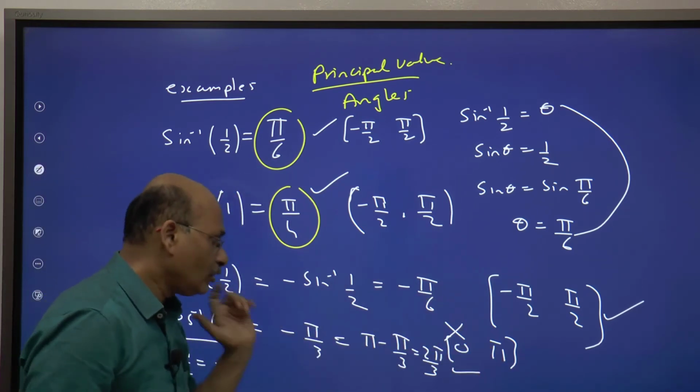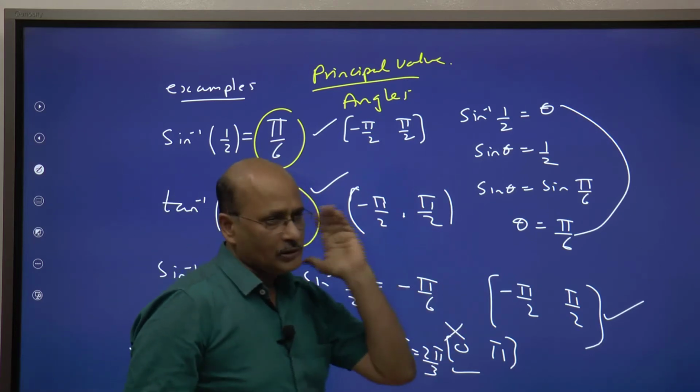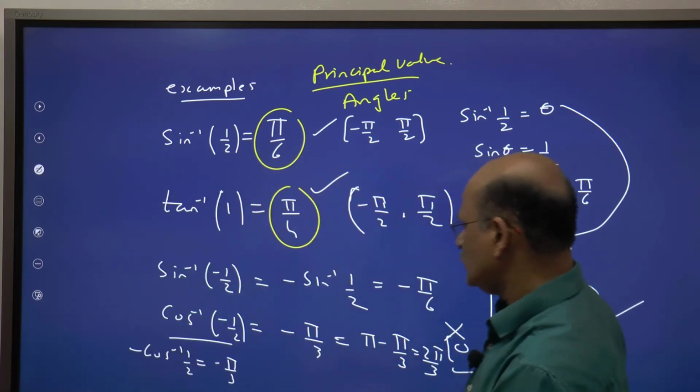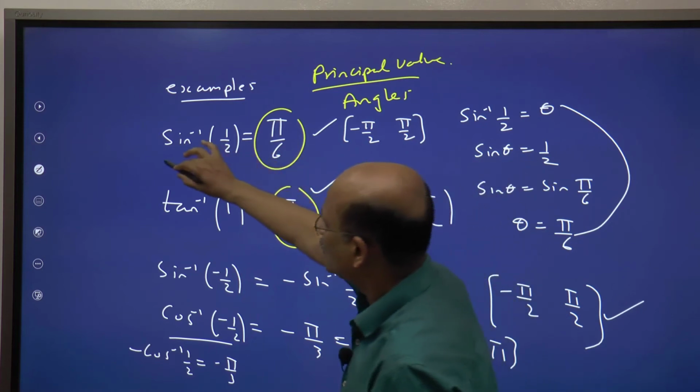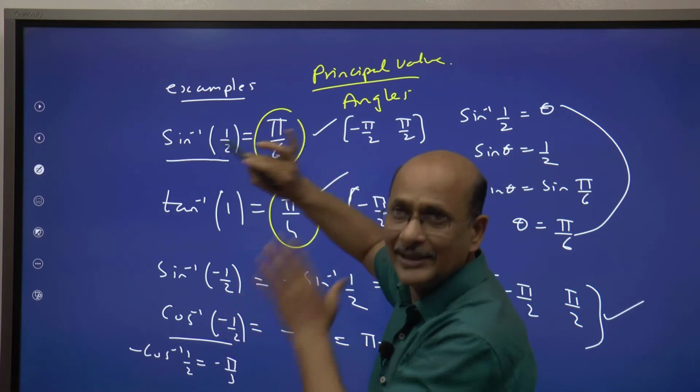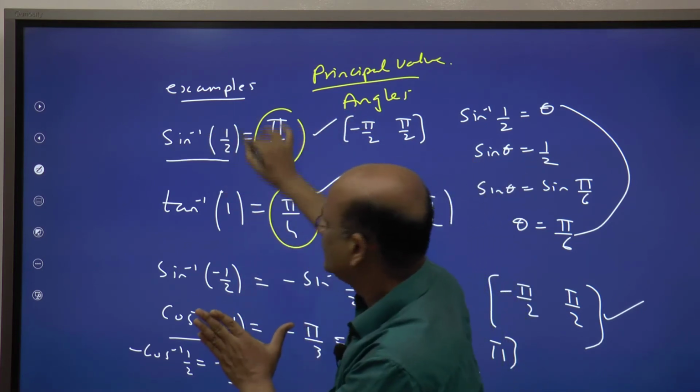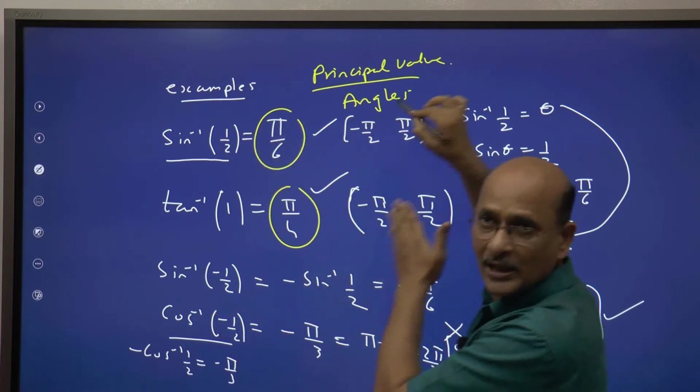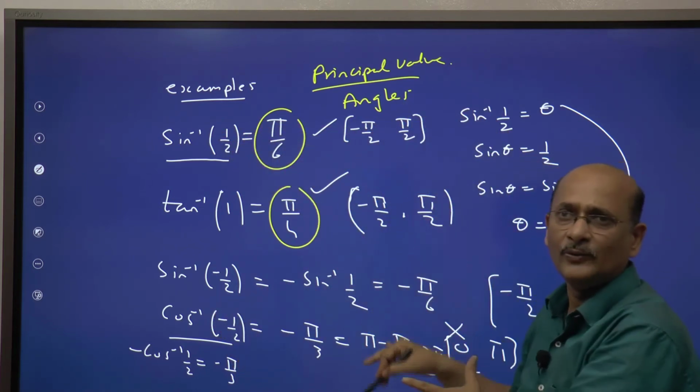That's the reason you have to keep a note of the principal values of the trigonometric functions. And in this simplification, the inverse of anything is an angle. This is an angle. Keep that always in mind, and it should compulsorily be in the principal value.